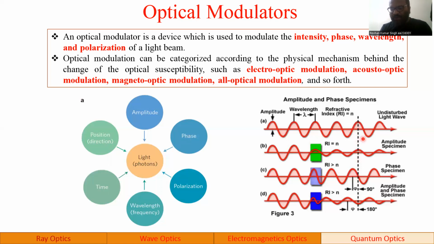We see in this figure the relative waveforms of the modulation. Suppose the first one is the undisturbed light. Then we see how the wave looks when we change the amplitude, giving this type of curve. When we change the phase, this is C, and when we change both amplitude and phase, we get a profile similar to D.